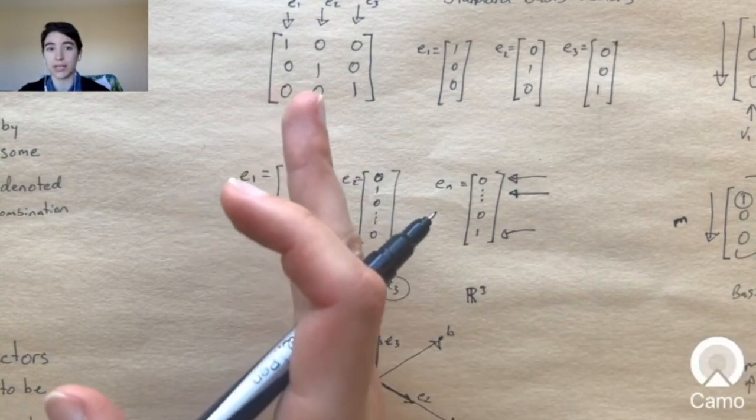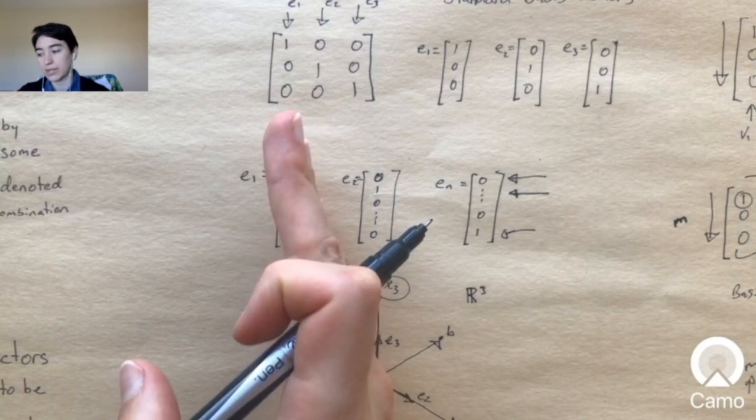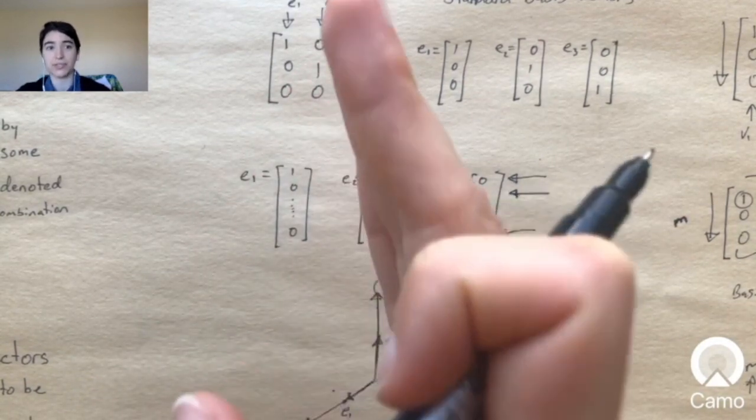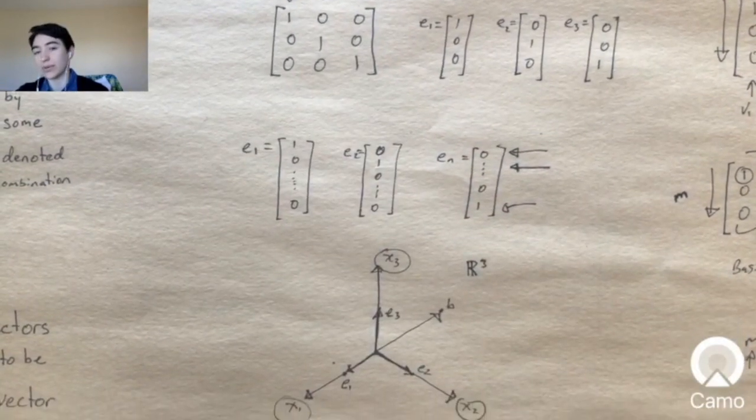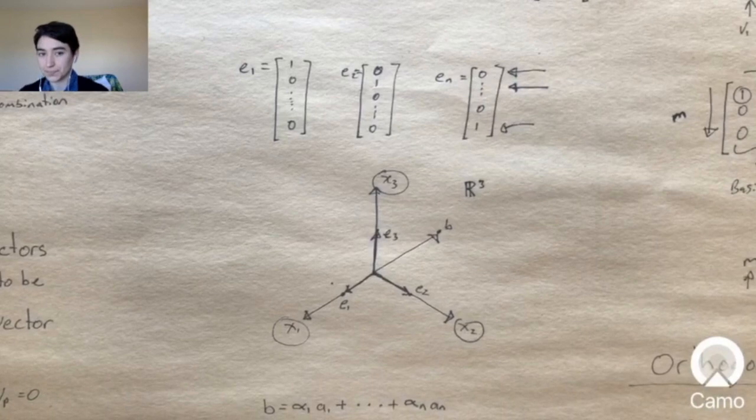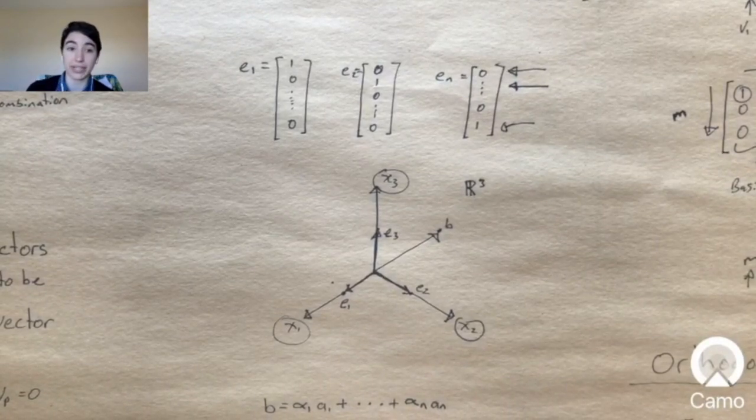And each of those would be like standard basis vector 1, standard basis vector 2, standard basis vector 3, and so on, until you got to standard basis vector n. Okay, let's represent this geometrically.